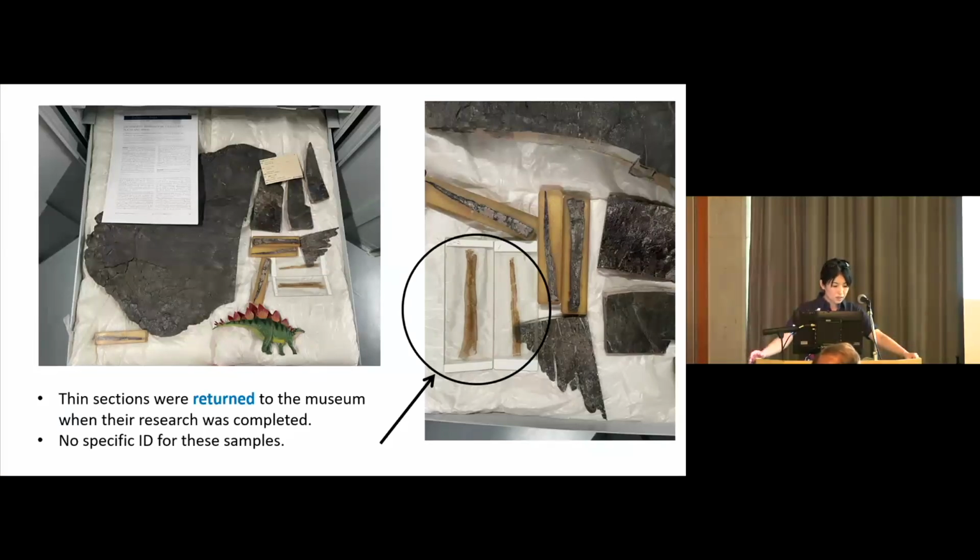And then these samples are aliquots. They can be considered as an aliquot of the samples, and no specific ID is given to these thin sections. And you can also notice that the destructive parts of the originals are here, and it's not reconstructed.